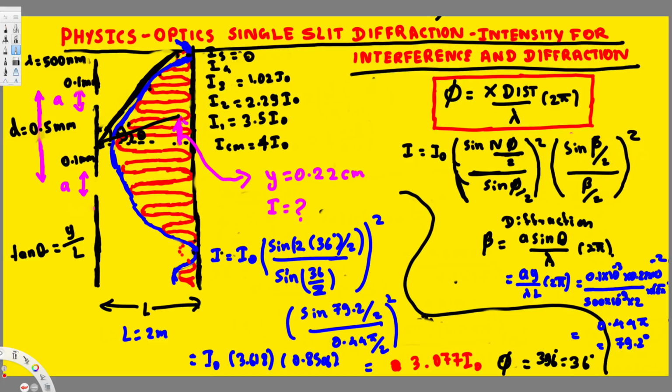So the intensity at this location is going to be 3.077 I naught, and that's how we do this kind of problems.